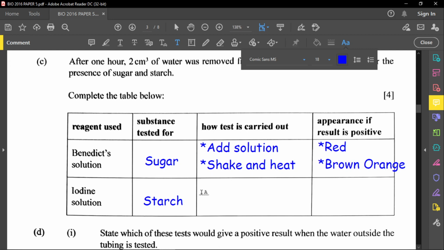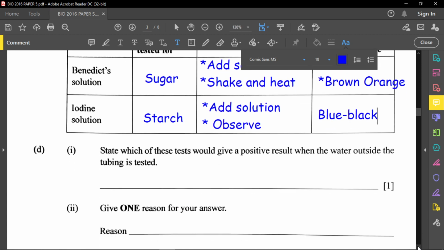And how do you test for starch in terms of the method? You simply just add the solution. So let's put that here. Add solution. And the next thing you want to do here is just to simply observe. So after adding solution, you want to observe. And then if it is present, what you'll see here is a blue-black color or simply black. Okay. All right, great.